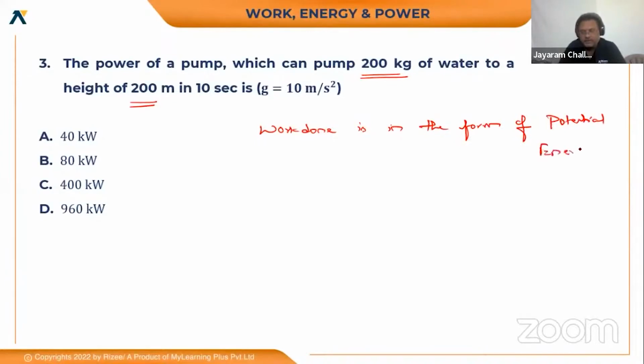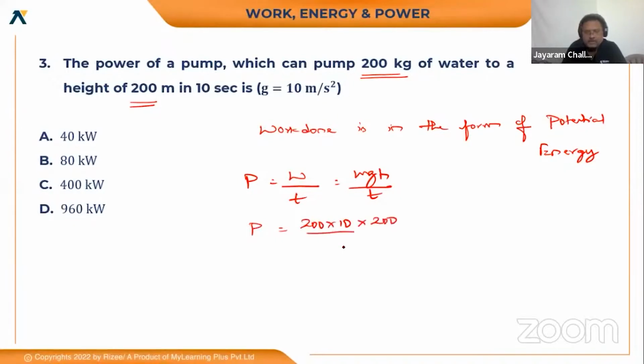Potential energy. Power can be written as W by T, which is equal to mgh by T. So to find the power, the mass is 200 kg, g is 10, and you need to lift it to a height of 200 meters in 10 seconds. These two will cancel, so your answer will be 40 kilowatts.